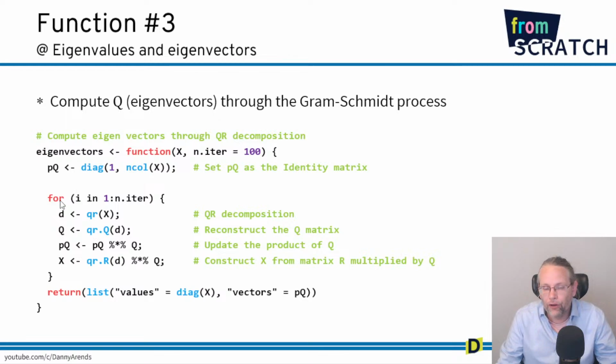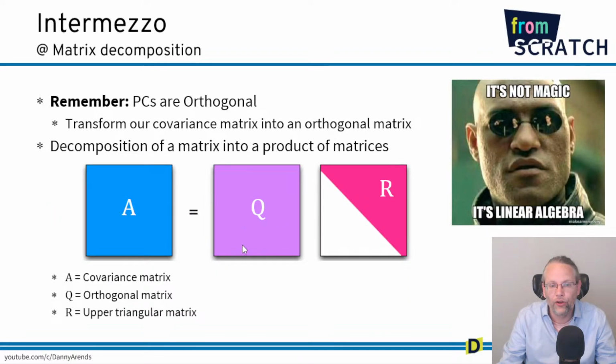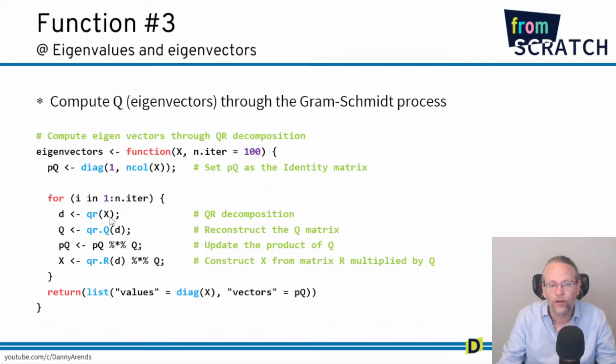So how are we going to do that? Well, we are going to iterate, in this case 100 times. So we're going to make 100 updates, and every time we're going to compute the QR decomposition. We decompose matrix X into a Q matrix and an R matrix, right? So we take X and compute the QR decomposition.